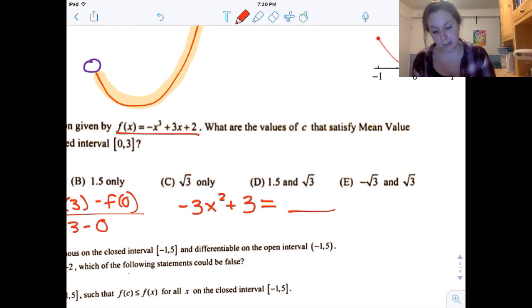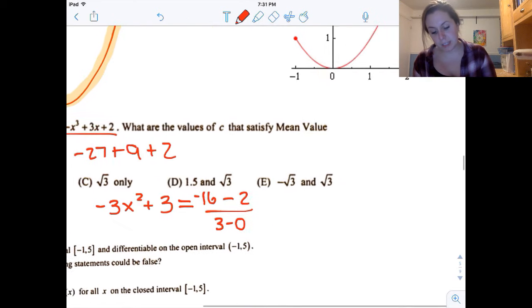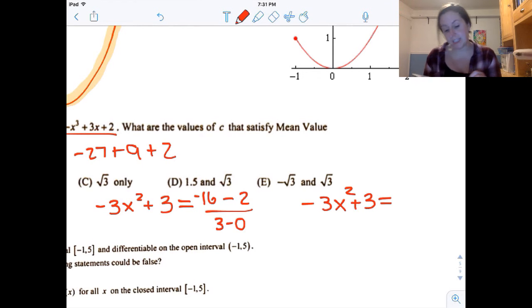So this is 3 minus 0. f of 0 is 2, and f of 3 would be negative 27 plus 9 plus 2. So that is negative 16. Is that right? Negative 27 plus 9 is negative 18, plus 2 is negative 16. Yeah, okay. So this is really saying, when does negative 3x squared plus 3 equal negative 16 minus 2, which is negative 18, divided by 3 is negative 6. That's what it says. So now I just need to solve that.